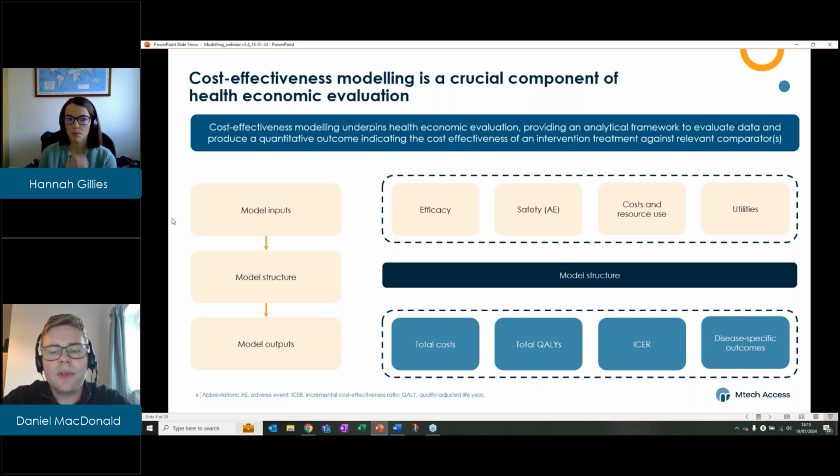These vary depending on the disease area, but it could be quite important when you're looking at specific discussions for an indication, and they can be very helpful to a submission if collected. Next slide, please, Hannah.